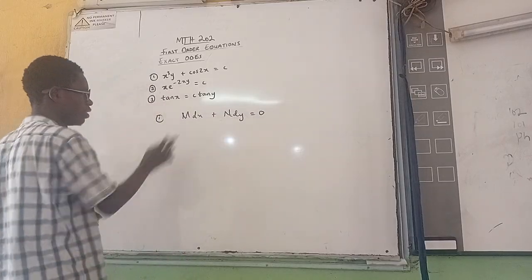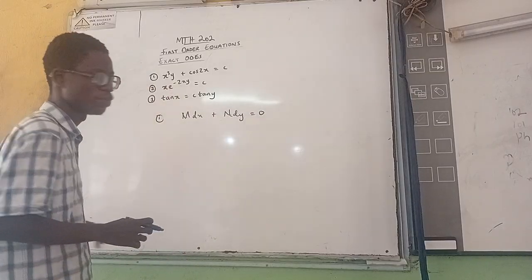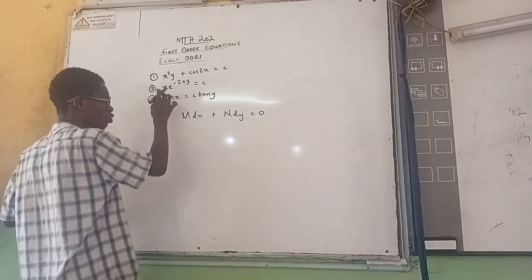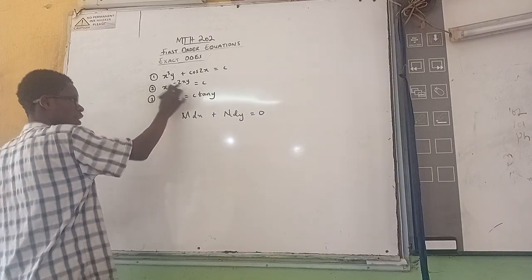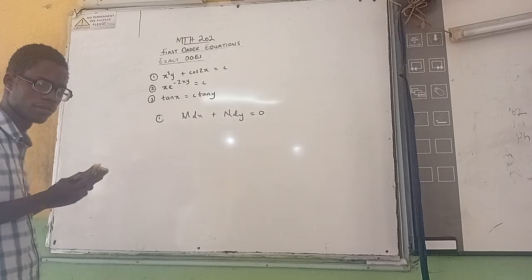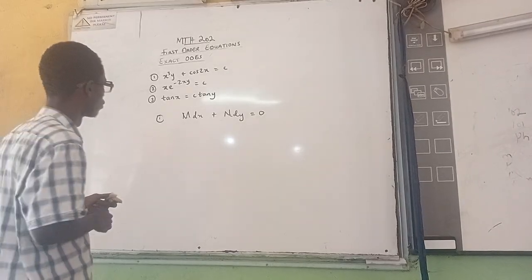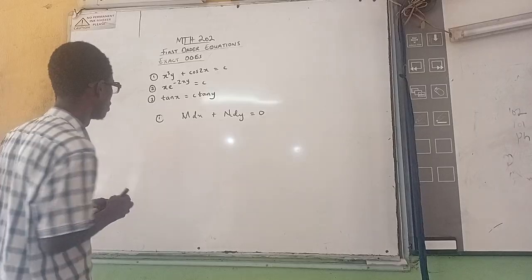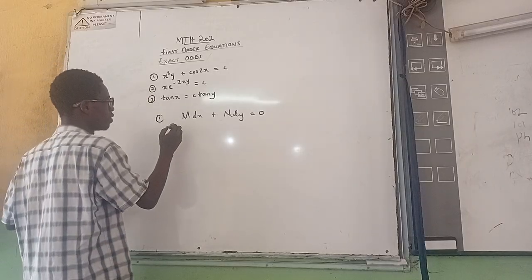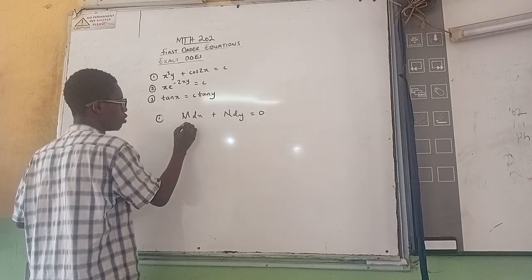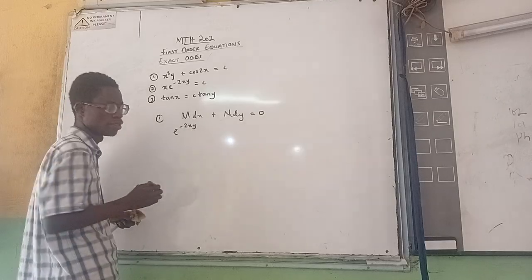So first, let's find M dx. Differentiate this with respect to x. We will see that both of them are functions of x and y, which means I'm going to use the product rule. I'm differentiating with respect to x. Differentiate x first, I have e raised to the power minus 2xy, right?